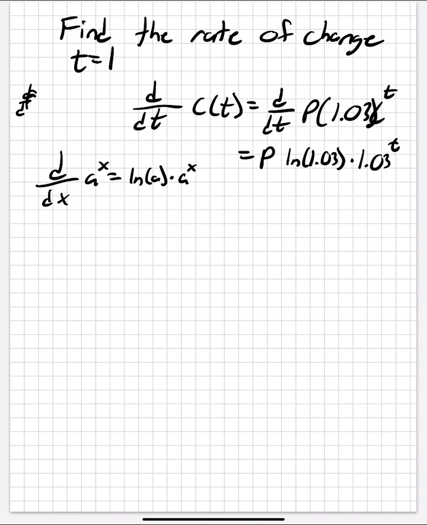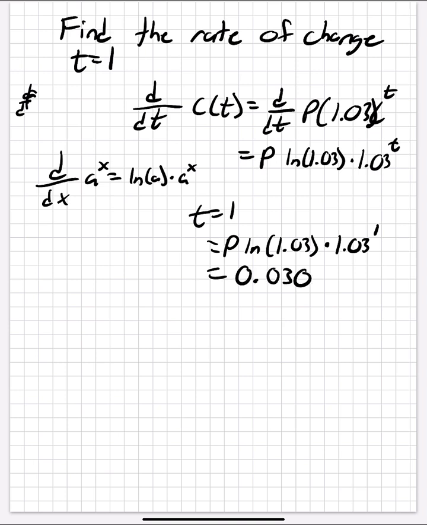Now if I want to figure out what the rate of change is when t is equal to 1, then I just have to plug 1 into my rate of change function, or my derivative. Plug this in the calculator, and it asks you to round to 3 decimal places, so your homework asks for 3 decimal places.